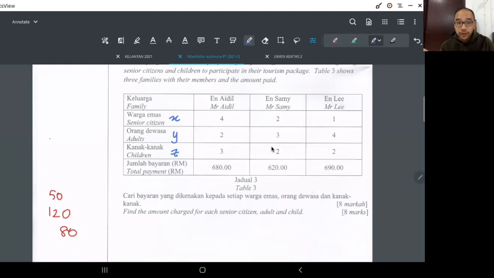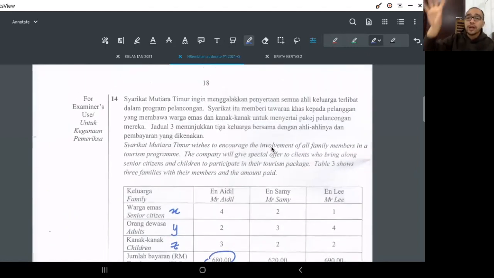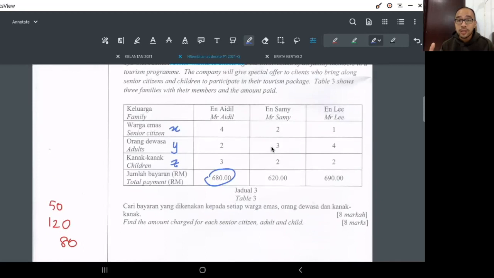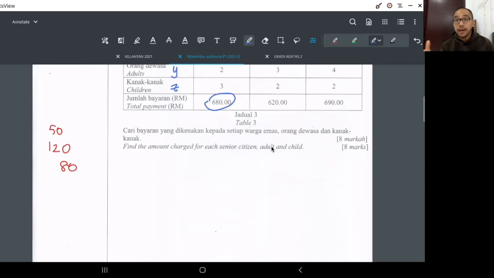So you form the three equations lah: 4x plus 2y plus 3z equals 680, and so on and so forth. It's a very, very simple question, except that they put it in this jadual, which actually makes it easier. Most simultaneous equations questions give one very long essay, then you have to read everything. But this question is very simple. They have already given it to you in a table, and all you need to know is how to form the equation.